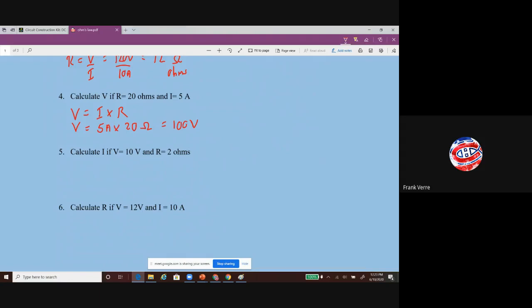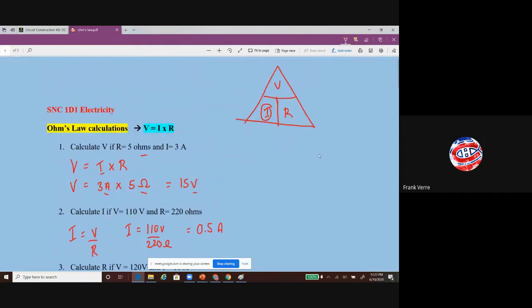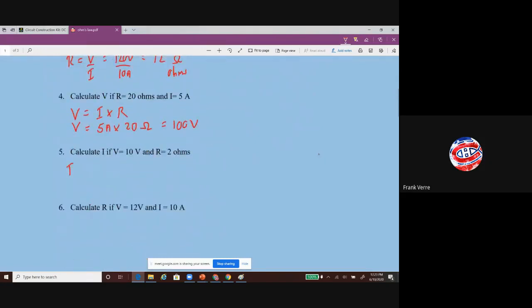Okay. Number 5, calculate I if V is 10 and R is 2. So according to our little magic triangle, I is V over R. So that would be 10 volts over 2 ohms, which would give us 5 amps.